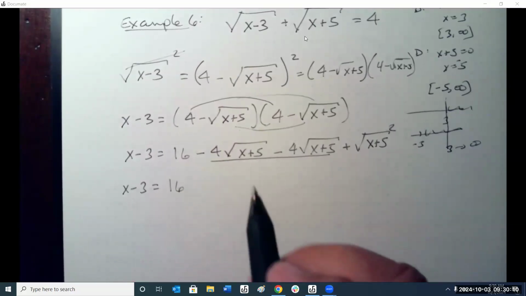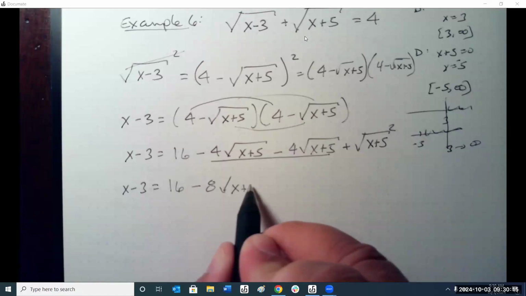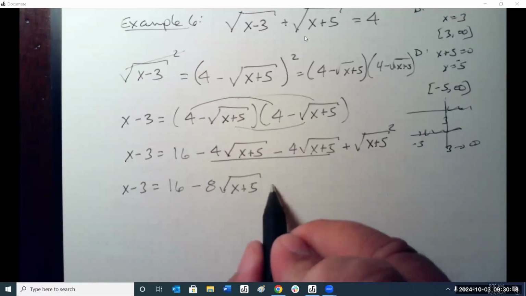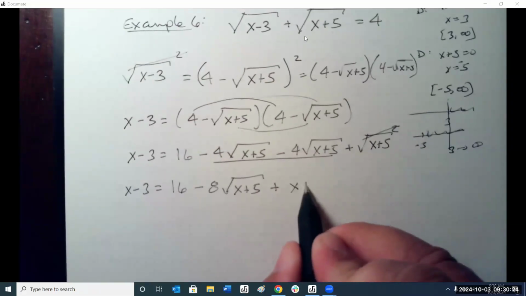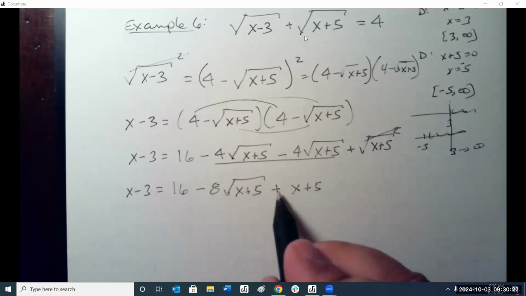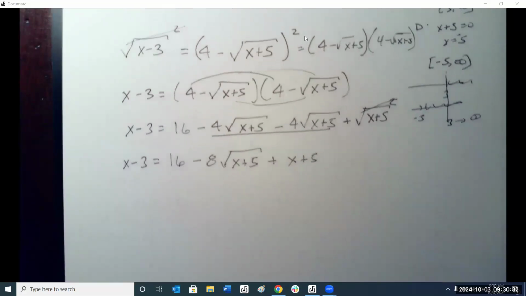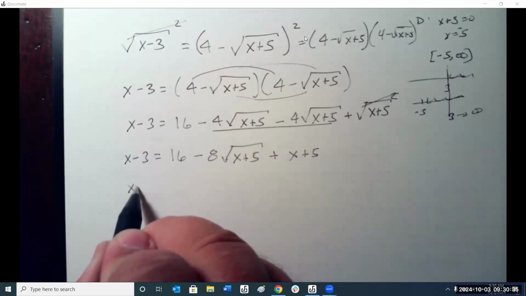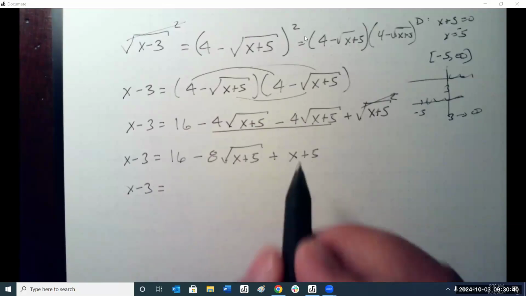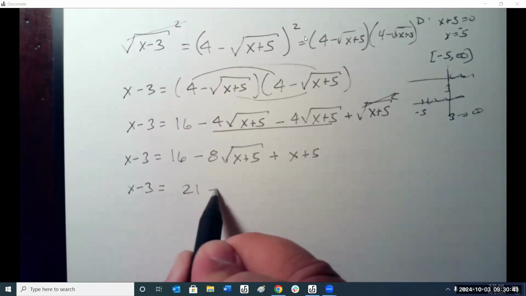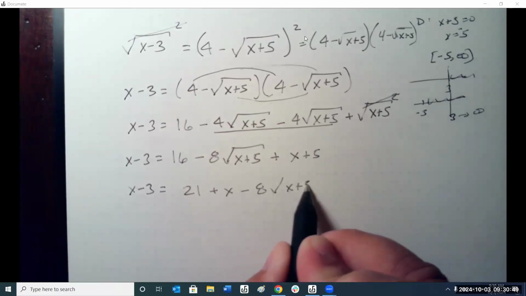Okay, combine like terms. Negative 4 and negative 4 makes it negative 8 of the radical x plus 5s. The square root and the square cancel, so x plus 5. I don't need a parenthesis since that's a plus. If it was a minus, I'd have to use parentheses because I have to distribute that minus sign through there. Combine like terms. 16 plus 5 is 21, plus x minus 8 radical x plus 5.